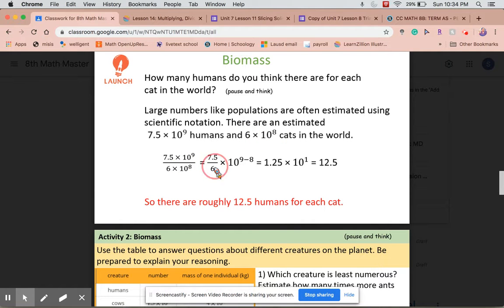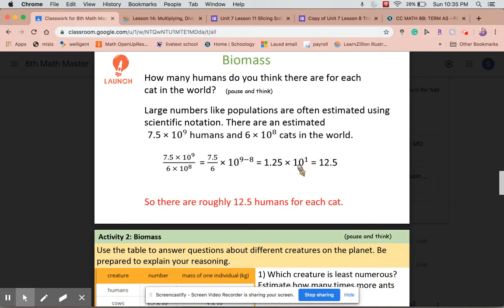And do you see how we separated the numbers? And then we put the two tens together. And this rule means that we're subtracting the exponents. 9 minus 8, not 8 minus 9. It will give you a different answer. It'll be -1 instead of just regular 1.